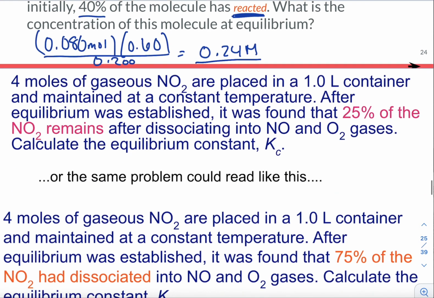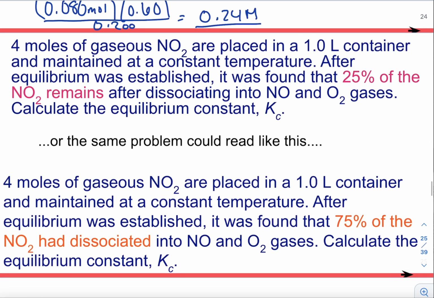So let's take a look at a problem that could be written two ways. This is the same problem, okay? 4 moles of gaseous NO2 are placed in a 1 liter container maintained at constant temperature. After equilibrium was established, and this is where it's different, for the first one it says 25% of the NO2 remains, and here it says 75% of the NO2 had dissociated or reacted, and they want you to find Kc. Both of these problems are going to be solved the same way. I'm not going to change what I do, just make sure you're reading correctly.